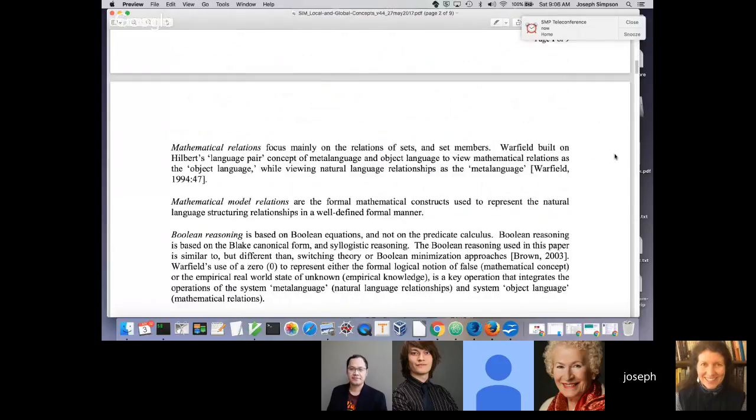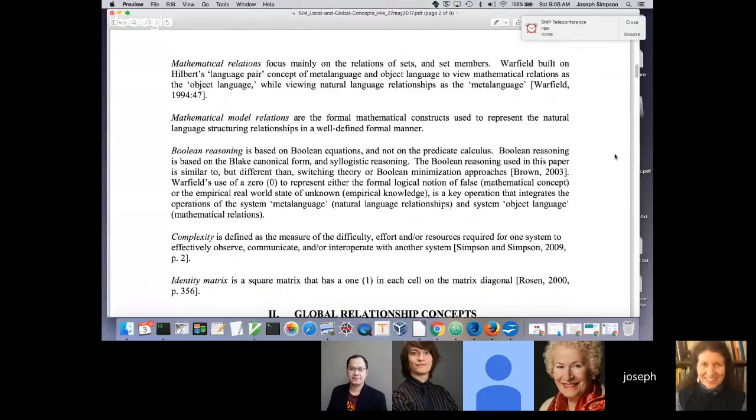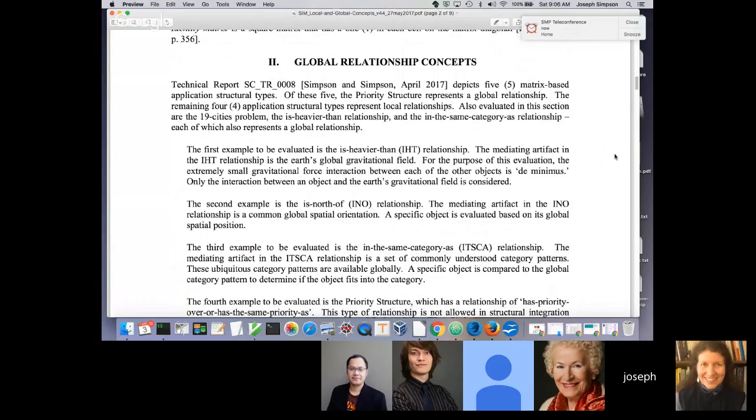Okay, and then of course the standard definitions that we use in this work. In our last technical report, we talked about some of the matrix-based application structural types. These types of structural types and the relationships associated with them are listed here. As I mentioned earlier, for the is heavier than relationship, the mediating artifact is the Earth's global gravitational field. And that's a physical representation. People have defined what it is, we've researched it and so forth. We know a lot about it. And so that is the controlling artifact there.